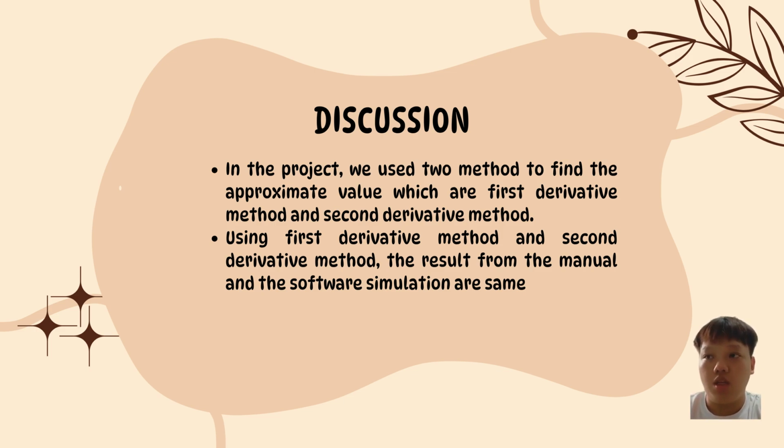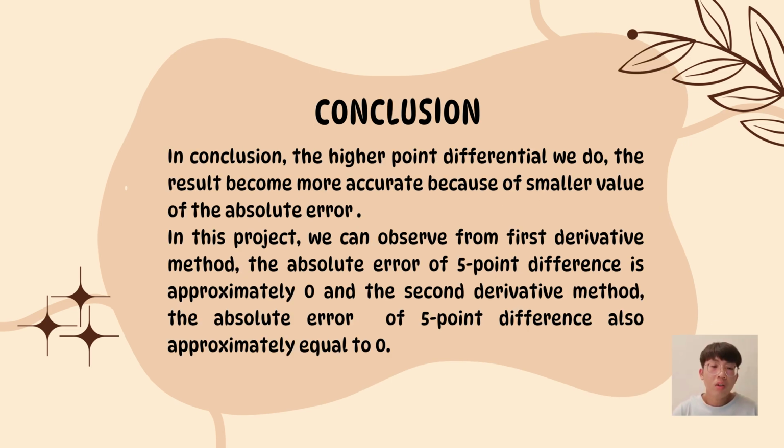For the discussion part, in this project we use two methods to find the approximated value, which are the first derivative method and the second derivative method. Using both methods, the results of the manual and the software simulation are the same. In conclusion, the higher the point differential we use, the more accurate the result becomes because of the small absolute error. In this project, we can observe that in the first derivative method, the absolute error of the 5-point difference is approximately 0, and in the second derivative method, the absolute error of the 5-point differential is also approximately 0.